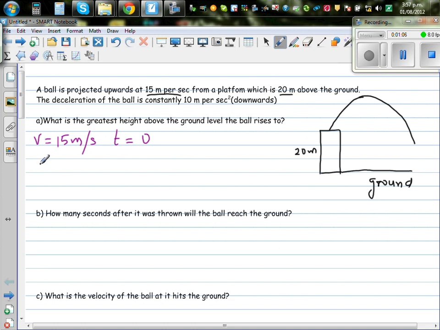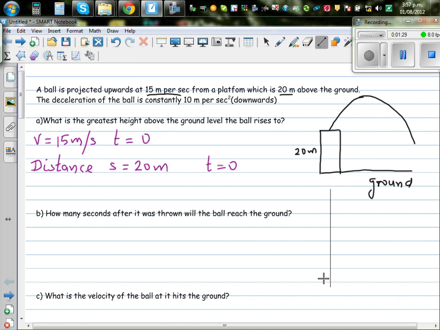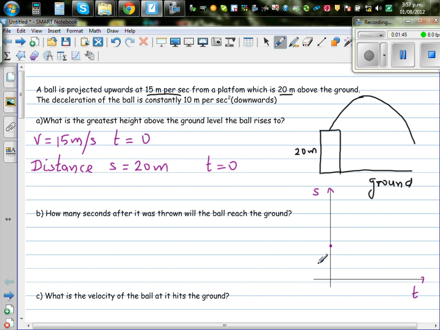And when t is 0, your distance, so in calculus we use s for distance, the distance s is 20 meters, again when time is equal to 0. So these are the two facts that are given. Let me draw a sketch of this graphically. This is your y and this is your x-axis. Here, this is 20 meters above the ground. This is s, the distance, and this is the time. So at time 0 it is 20 meters above, and then the ball goes like this.